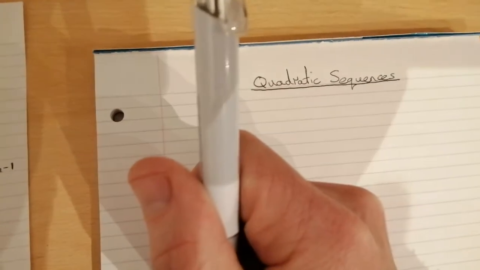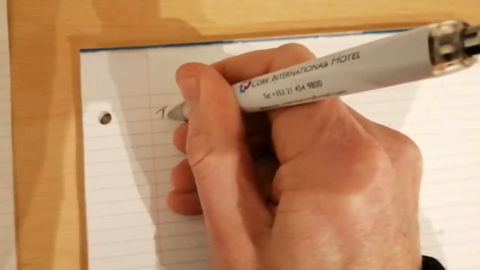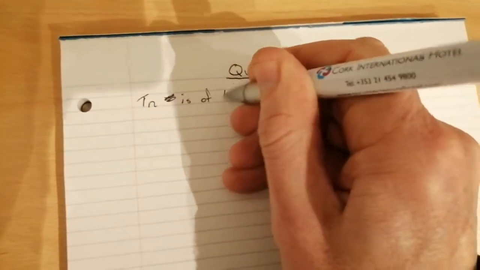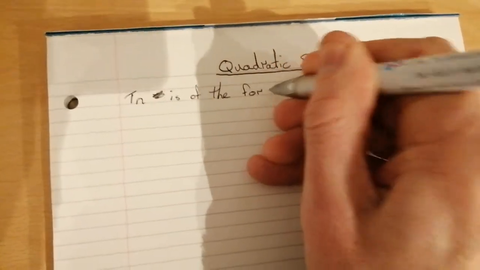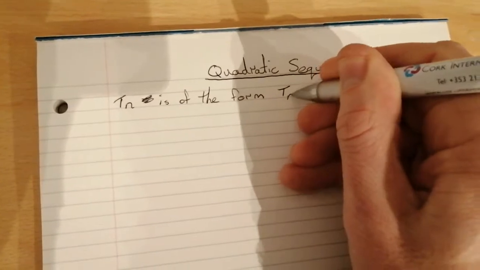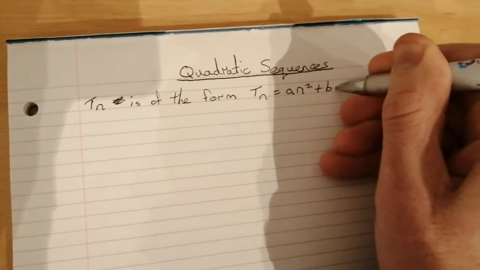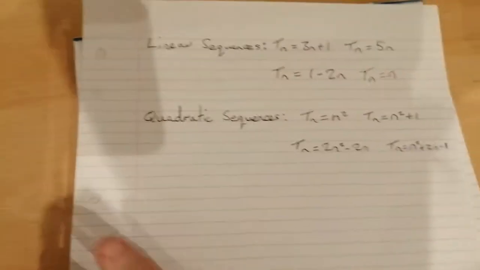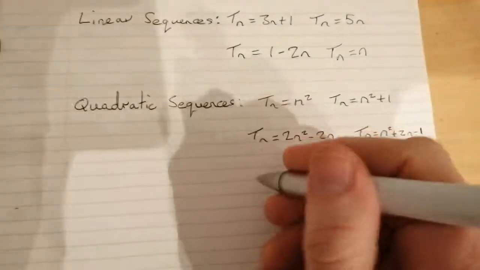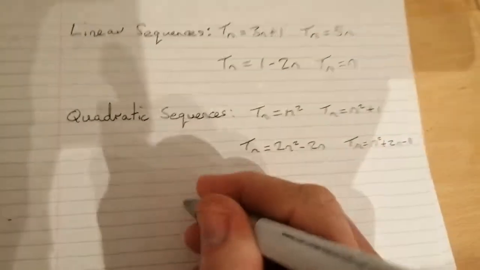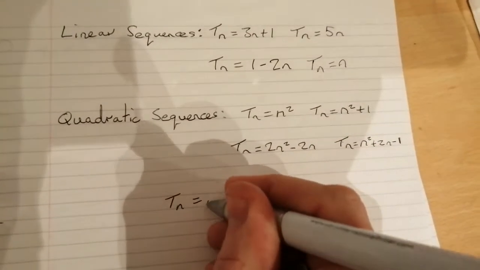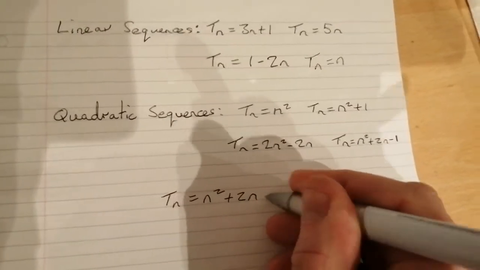Okay, so for our notes, the first thing we might say about quadratic sequences is that term n is of the form Tn equal to an squared plus bn plus c. Now, I'll explain that again. Let's have a look at it in the context of these quadratic sequences we have here. So if I take one of them down here, the last one I think is easiest to see. Tn equal to n squared plus 2n minus 1.